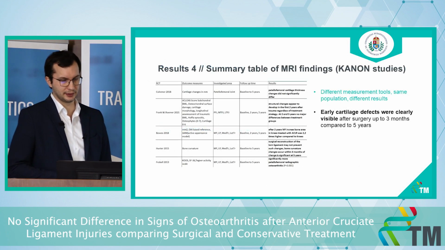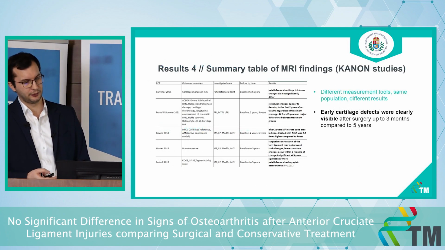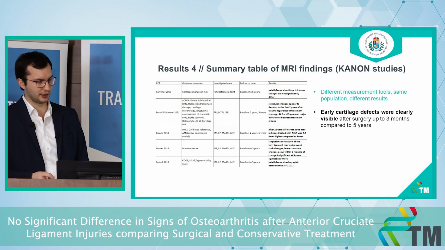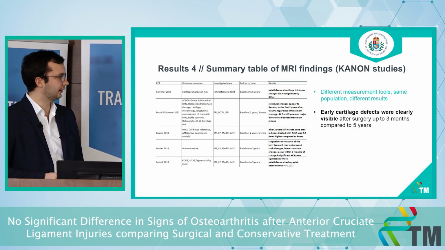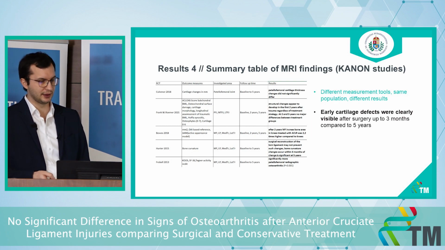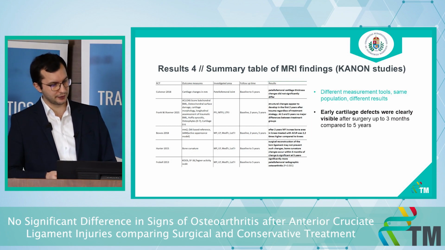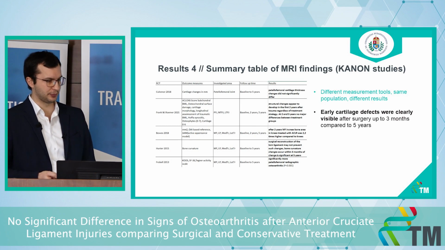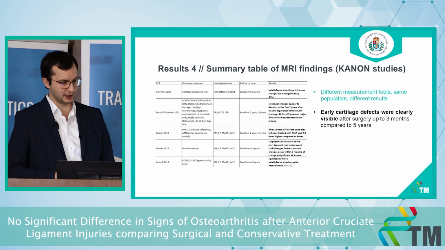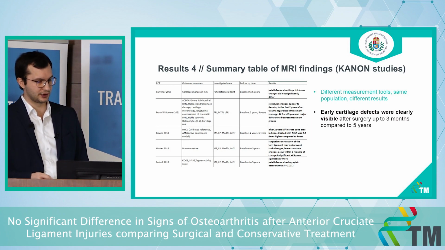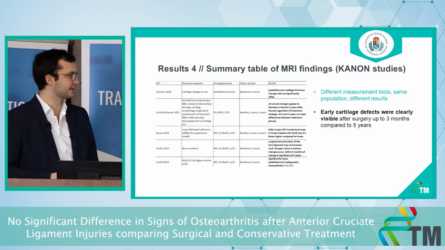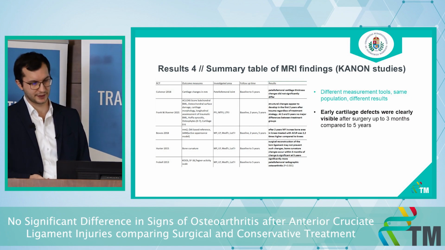We also made a table from the one Canon study, which was about to see the different MRI pictures. It has some interesting findings. The different measurement tools with the same population have different results, but the most important finding here is that the early cartilage defects were clearly visible after 3 months compared to 5 years.